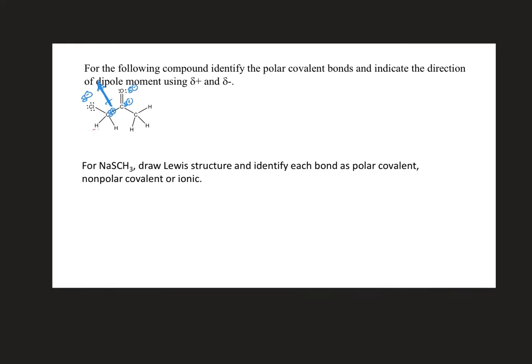For NaSCH3, draw Lewis structure and identify each bond as polar covalent, non-polar covalent, or ionic. Well, we have a sodium there, so there's going to be ionic somewhere. And then we have SCH3. Because that sodium is sodium, it's going to have a 1+ charge, meaning the SCH3 is going to have a negative charge. So we've got sulfur in group 6 plus carbon in group 4 plus 3 hydrogens plus 1 electron is going to give us 14 electrons in the SCH3 minus.